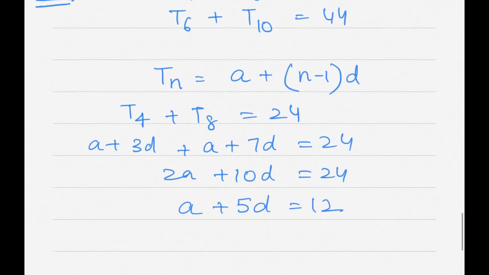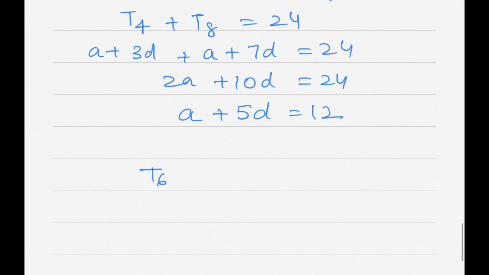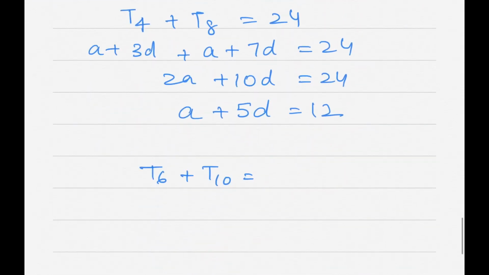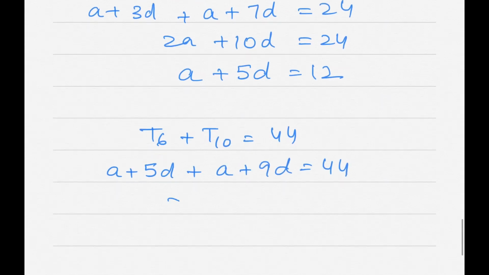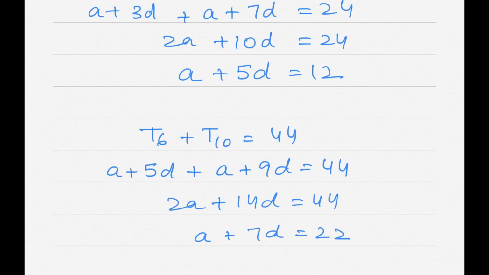Okay, now let's move to the second condition. T6 plus T10 is equal to 44. Applying the formula, same thing. A plus 5D plus A plus 9D is equal to 44. So I get 2A plus 14D is equal to 44. Taking 2 common, A plus 7D is equal to 22. So these are my two equations. This is my first equation. This is my second equation.